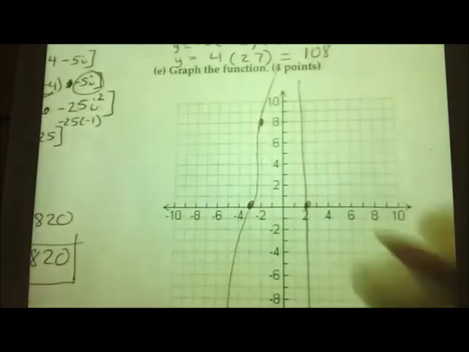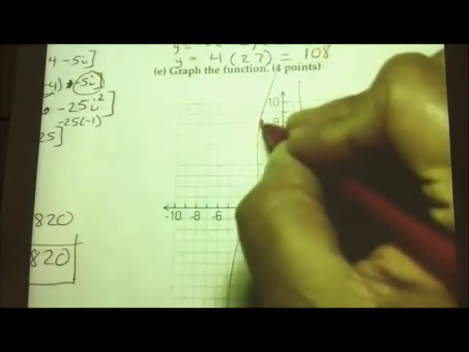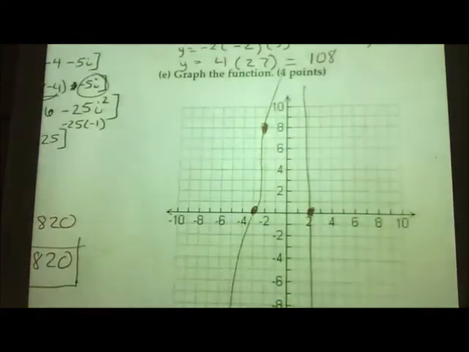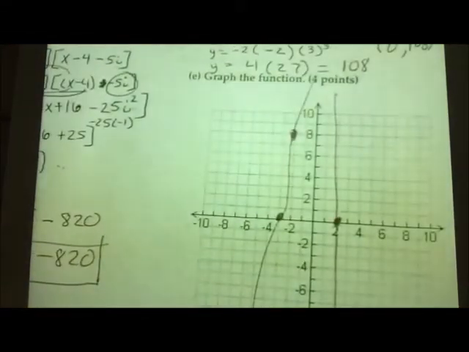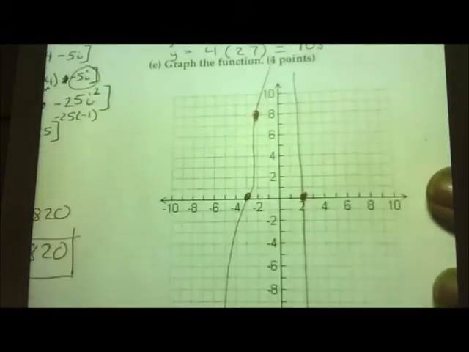But please understand, the dots that you could graph there, you better put them there. I want to see the dots that do fit on the graph, you have to put them. And those are easy 4 points.